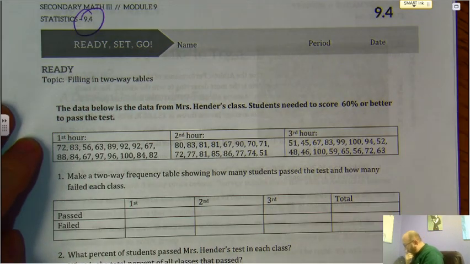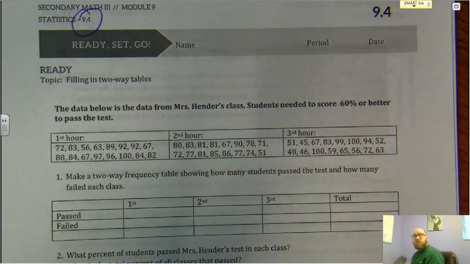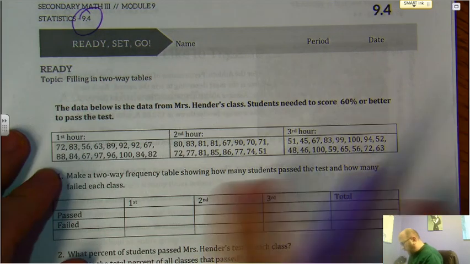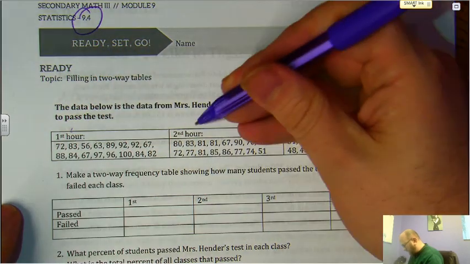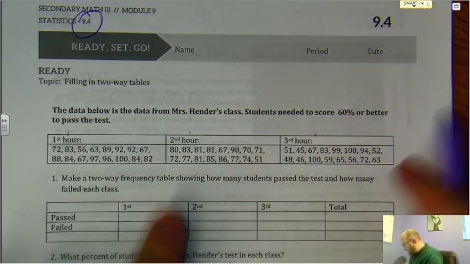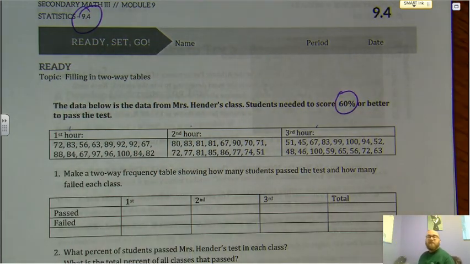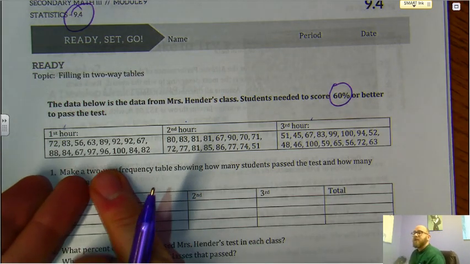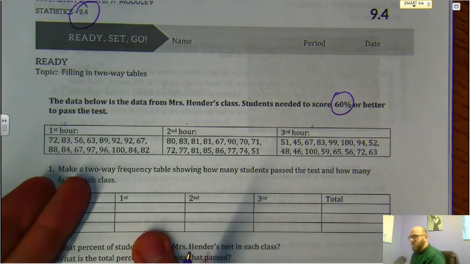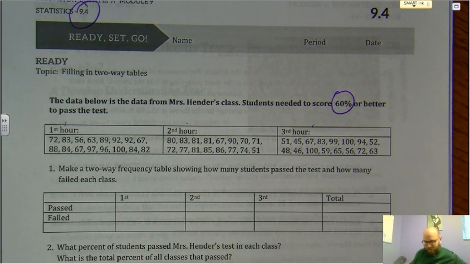For the Ready section, it wants us to fill in some two-way tables. We have all of this information: first hour, second hour, third hour, and it tells us that a 60% or better is a pass. So what we have to do is look into the data and find how many passes we have. I'll go ahead and mark the passes in green.